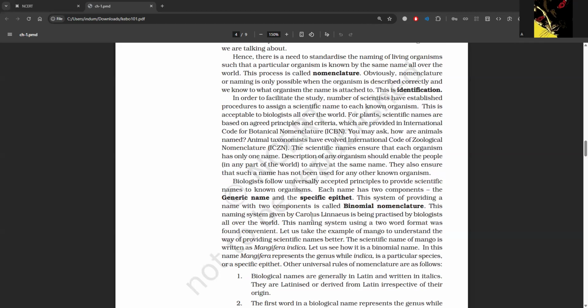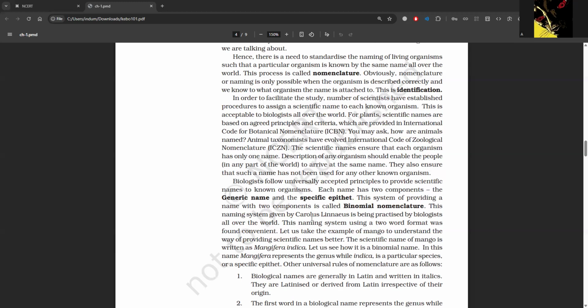Obviously, nomenclature or naming is only possible when the organism is described correctly and we know to what organism the name is attached to. This is identification. In order to facilitate the study, a number of scientists have established procedures to assign a scientific name to each known organism. This is acceptable to biologists all over the world. For plants, scientific names are based on agreed principles and criteria which are provided in International Code for Botanical Nomenclature (ICBN). You may ask, how are animals named? Animal taxonomists have evolved International Code of Zoological Nomenclature.